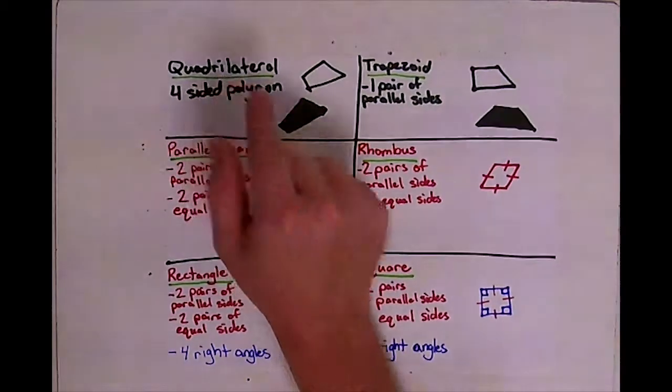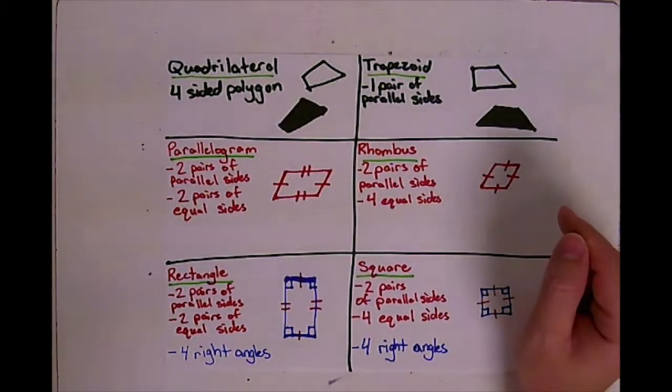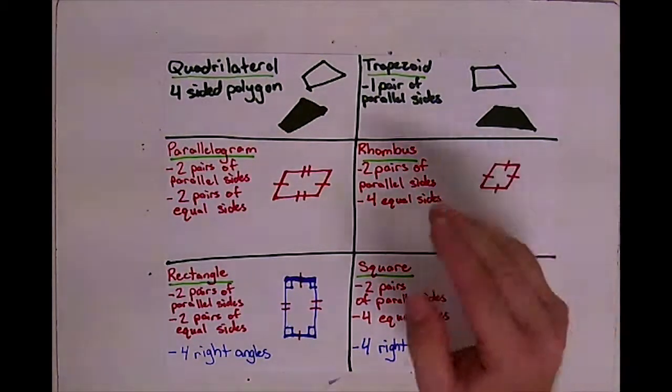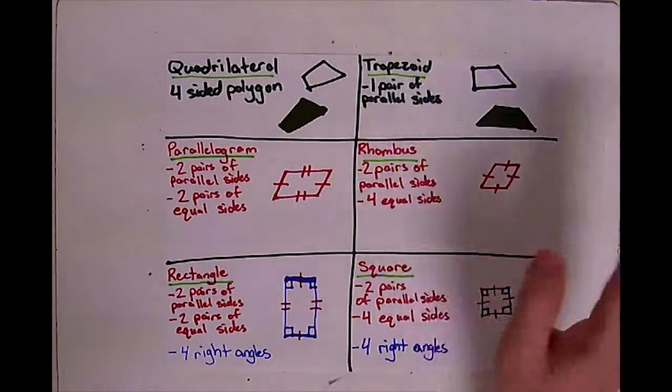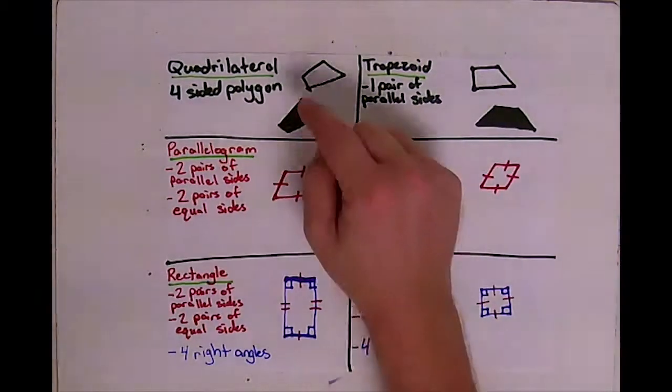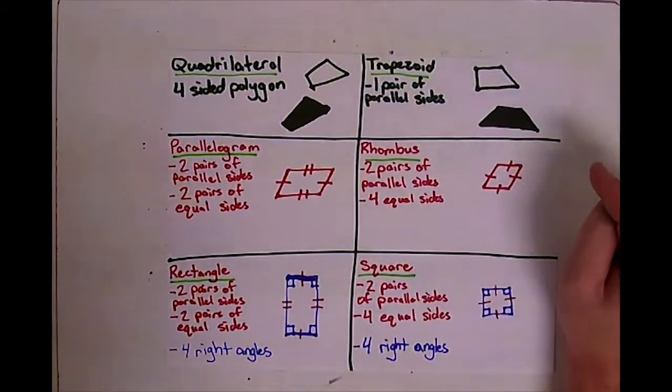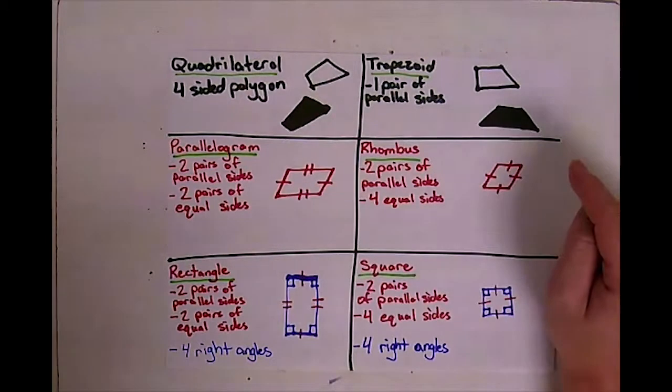So quadrilaterals, a really long word and a really hard word to say sometimes, is simply just a four-sided figure, a four-sided polygon. It can't have any openings, it can't have any curves, and it has to be a closed shape like these two figures. So everything that we're going to talk about is a quadrilateral. They all have four sides.